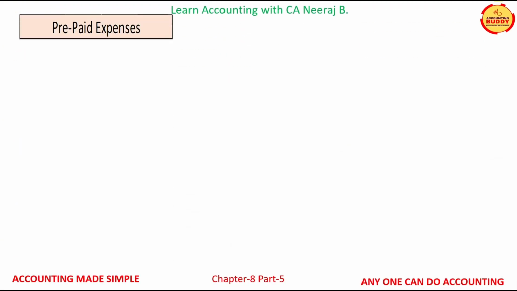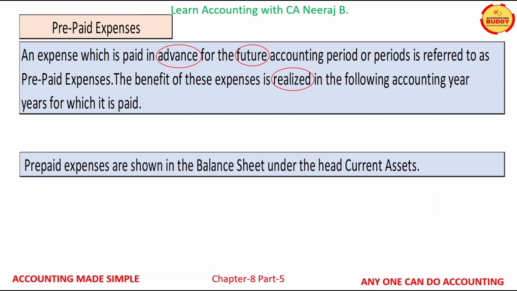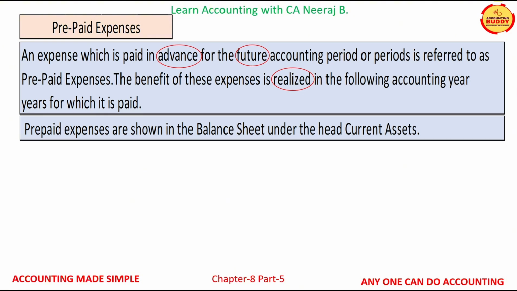Another adjustment entry which is passed is that of prepaid expenses. An expense which is paid in advance for the future accounting period or periods is referred to as prepaid expenses. The benefit of these expenses is realized in the following accounting year or years for which it is paid. Prepaid expenses are shown in the balance sheet under the head current assets.